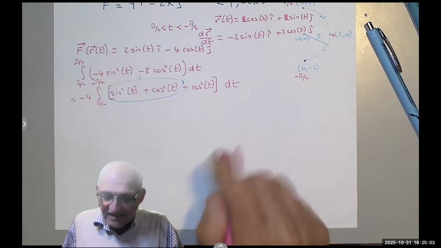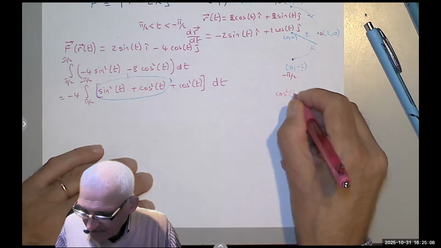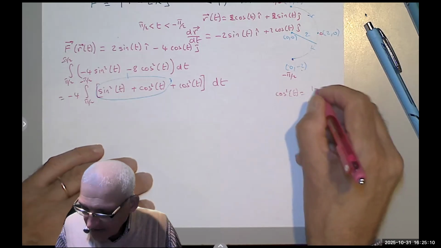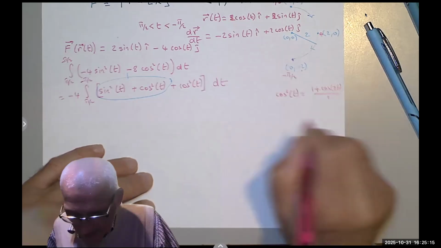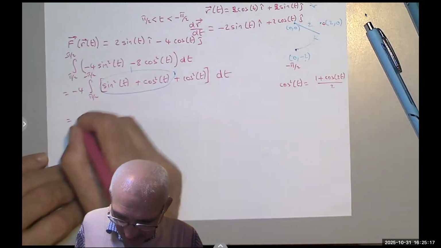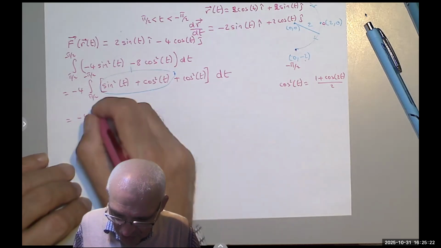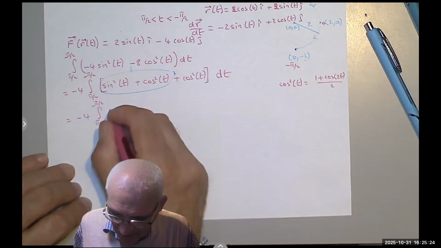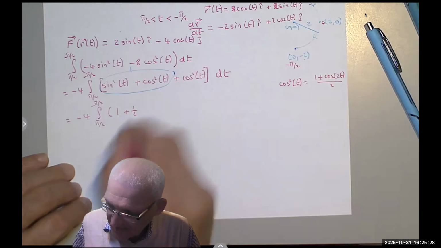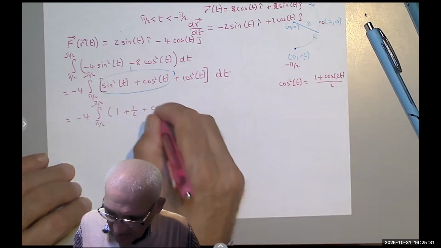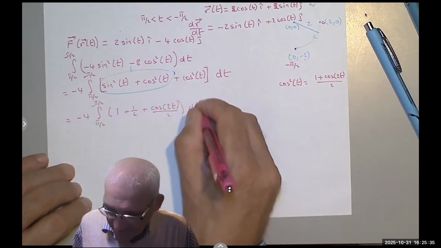Okay? Notice that when we get the cosine squared, we can always write that cosine squared of t equals 1 plus cosine 2t over 2. So now my integral becomes negative 4 times the integral from pi over 2 to negative pi over 2 of 1 plus 1 half, meaning 3 halves, plus cosine of 2t over 2 dt.